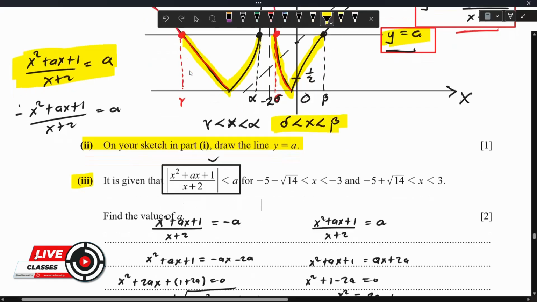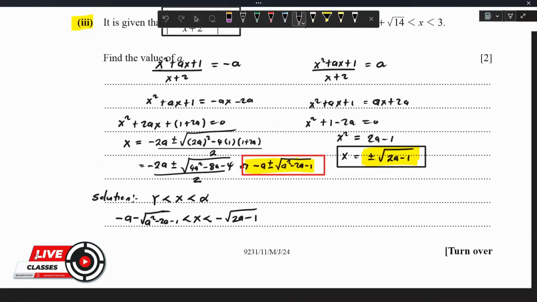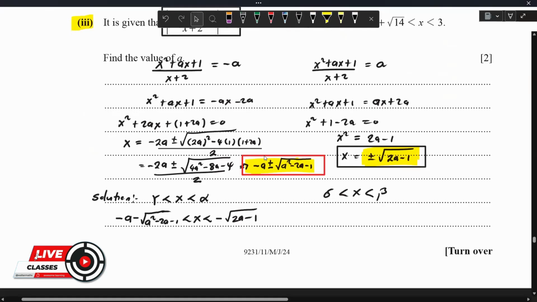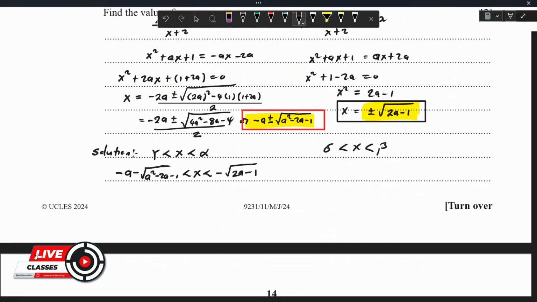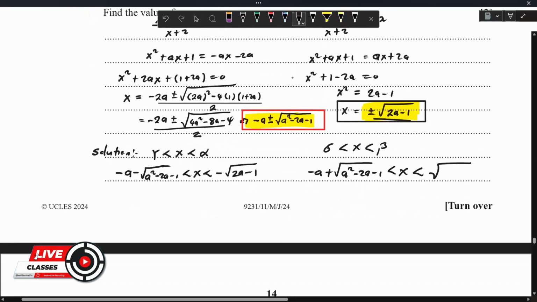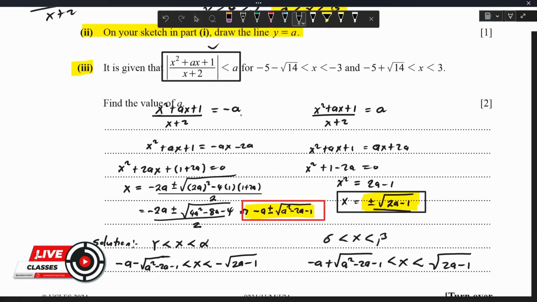That's from delta to beta. Delta is this point here, which is the reflected red intersection, the higher point, which will be minus a plus the square root of a squared minus 2a minus 1, less than x less than beta, which is the positive one here, the square root of 2a minus 1. So these values that we've gotten are comparable to this and this.